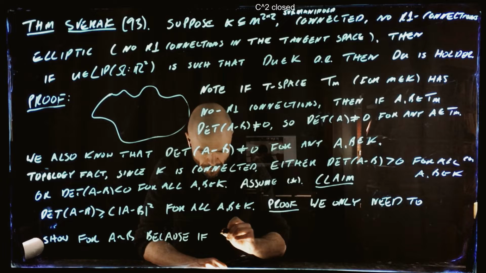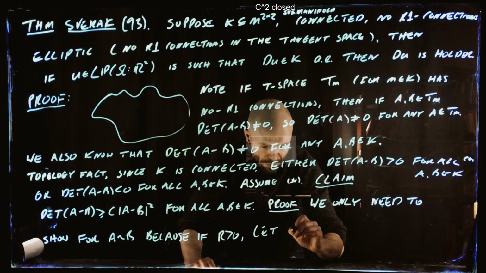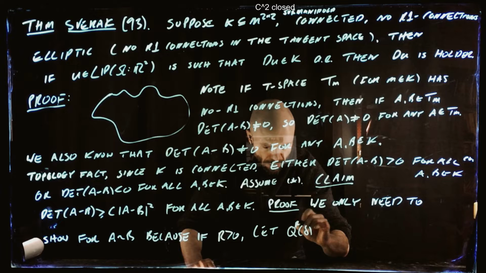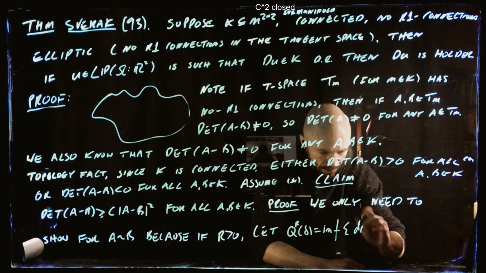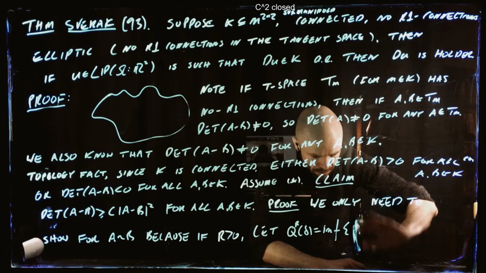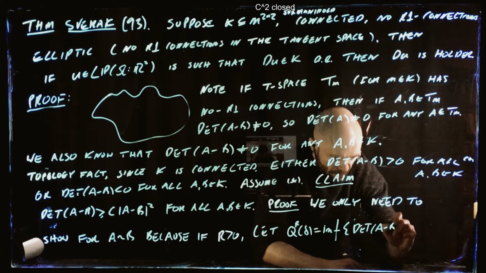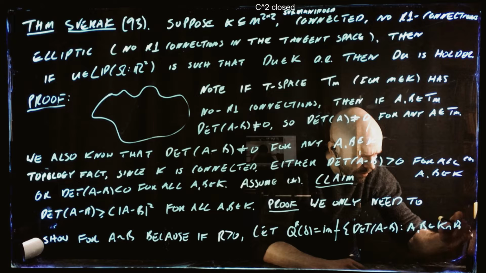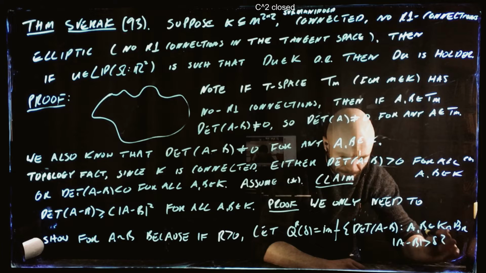Oh no, let's do it this way. If R is bigger than zero, let Q of delta be the inf of the determinant of A minus B, where A, B belong to K intersect the ball of radius R around zero, and |A minus B| is bigger than delta. Okay. I claim that this thing has to be a strictly positive number.